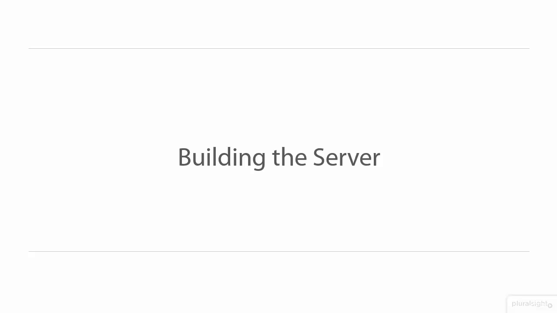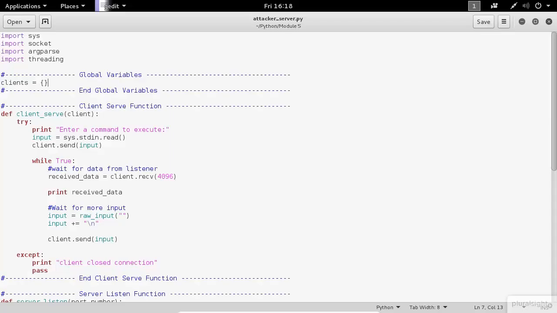Let's complete together the other half of this application. For the server, we need to import the sys library for handling users' input, the socket library for creating the TCP server, then the argparse to parse the command line arguments, and finally, we need to import the threading library to support multiple clients at the same time.